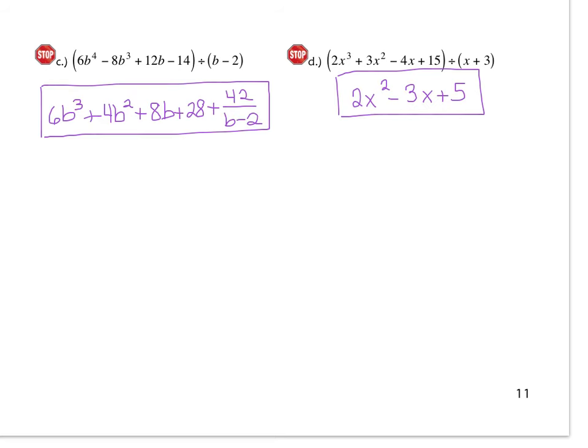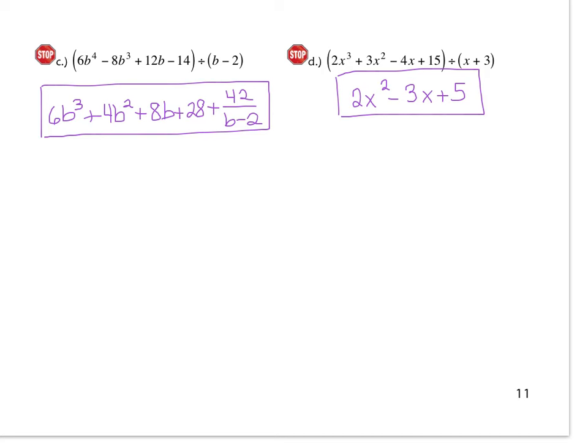Okay, so here are the answers. For C, you should have gotten 6b to the 3rd plus 4b squared plus 8b plus 28 plus the remainder that you should have gotten, which is 42. And don't forget to write that as 42 over b minus 2. It always goes over your divisor. The second problem, the answer is 2x squared minus 3x plus 5.